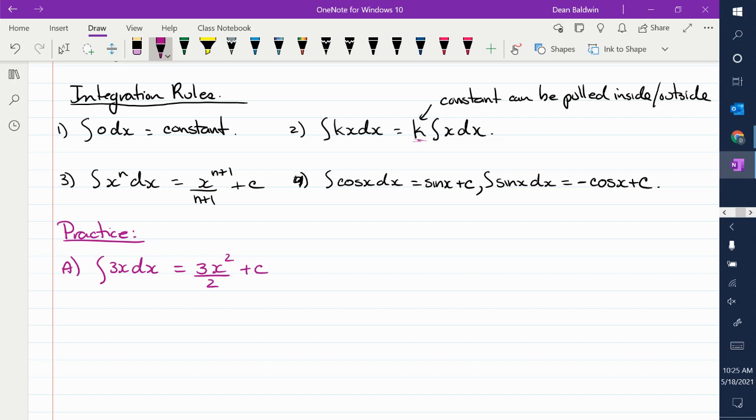How would you check to see if you did it right? Just take the derivative. If you take the derivative of 3x squared over 2, do I get 3x? Right, because that 2 will fall down. 2 times 3 is 6. 6 divided by 2 is 3. And that has an exponent of 1. And the constant goes away. So you can always check by doing your derivative.